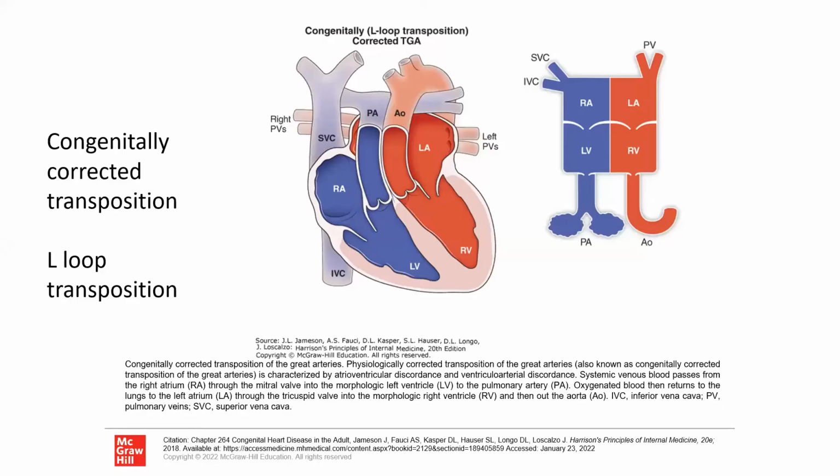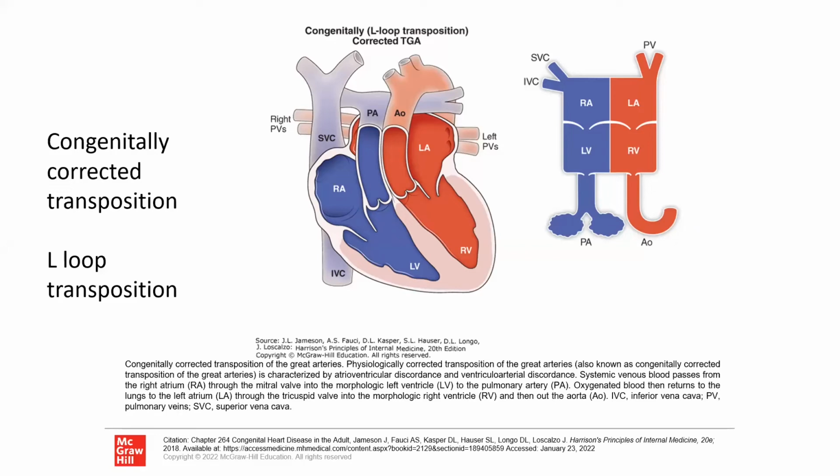Now, what you can see in adults is what we call congenitally corrected transposition or an L-loop transposition. So you do not see this TGA that we are talking about, that is only in children. If you get a congenitally corrected transposition, that is the one which can be surviving in adults. What do we mean by this congenitally corrected transposition?